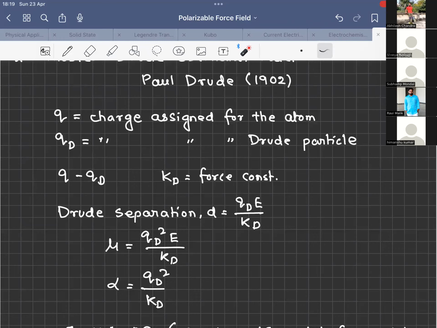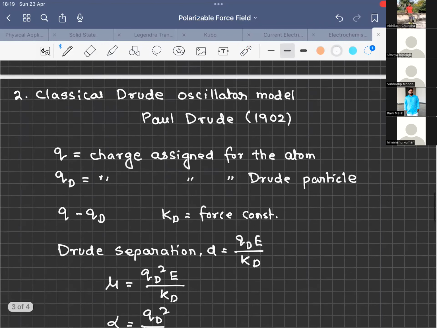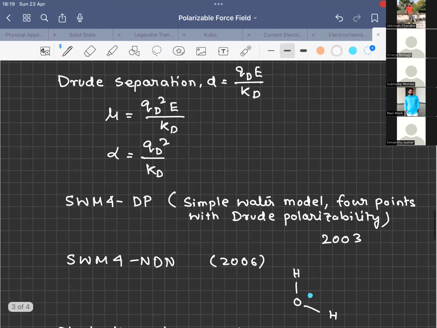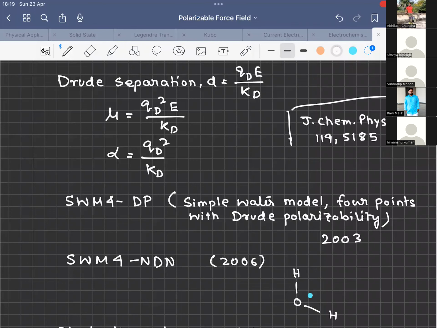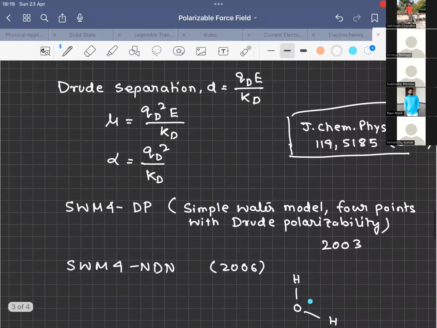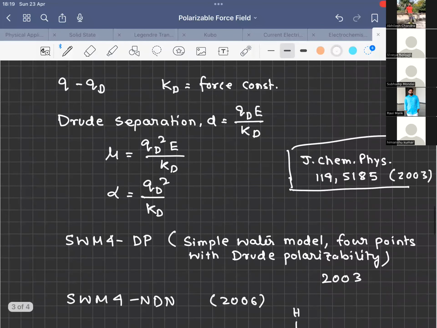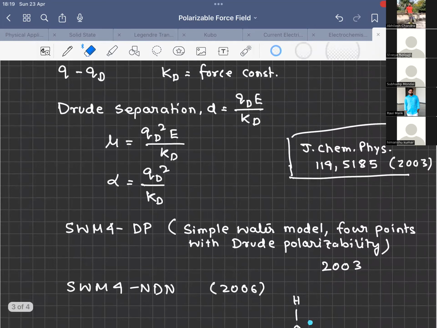Yeah, there is one paper I can suggest. You can read about the reference. In this paper, they first implemented this, they made this type of water model with the help of the classical model. Okay, you can share this paper in that group. It would be better.